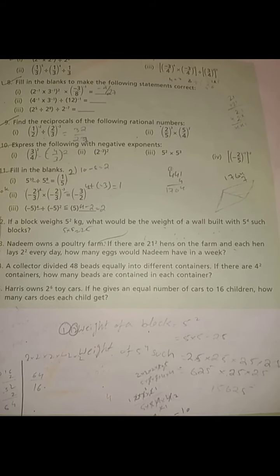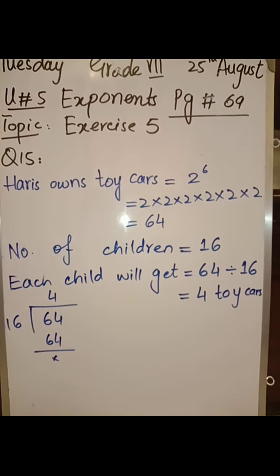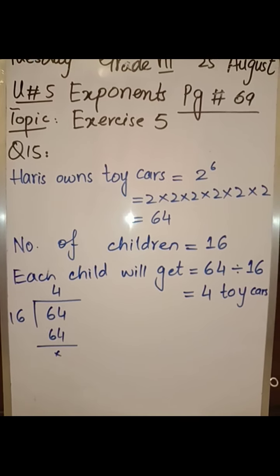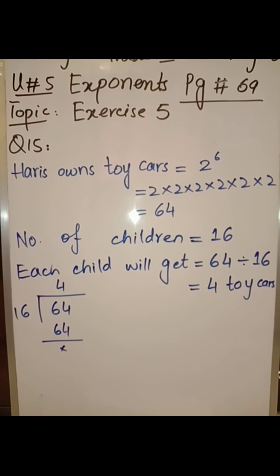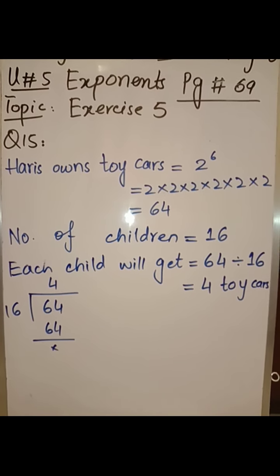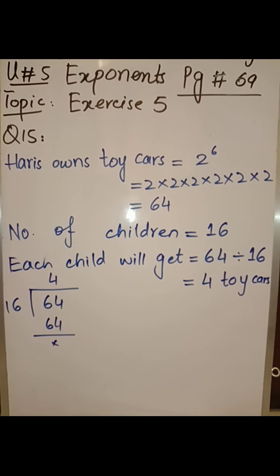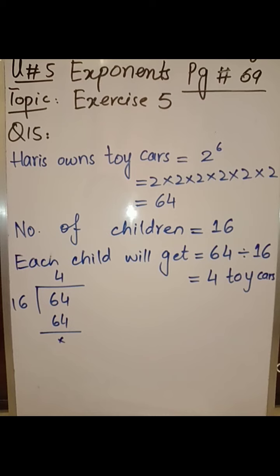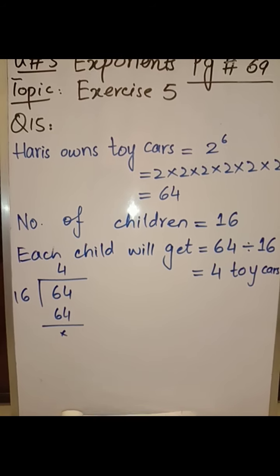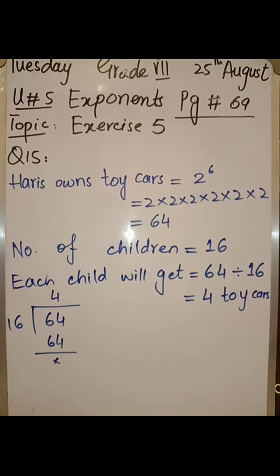Students, now in question number 15 we have Haris owns 2 raised to power 6 toy cars. If he gives an equal number of cars to 16 children, how many cars does each child get? Now, as we are given, Haris owns toy cars 2 raised to power 6, which means he has 64 toy cars, and the number of children is equal to 16. So how many toy cars will each child get? You have to divide 64 by 16, then you will get 4. So you will conclude that every child will get 4 toy cars.